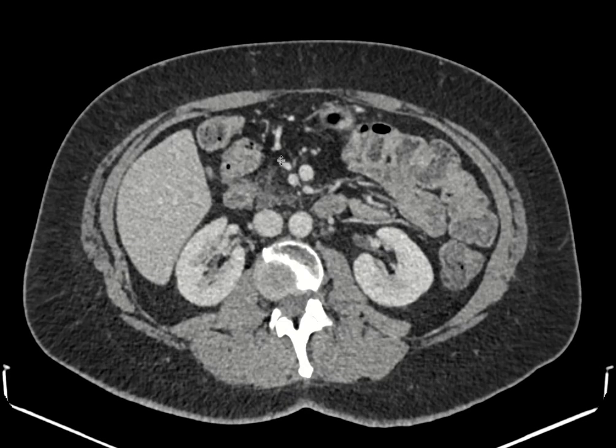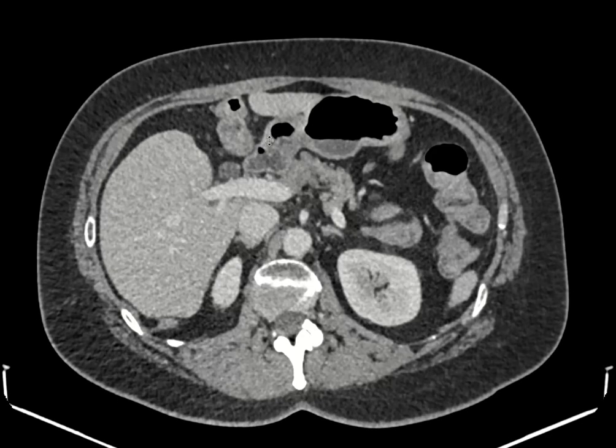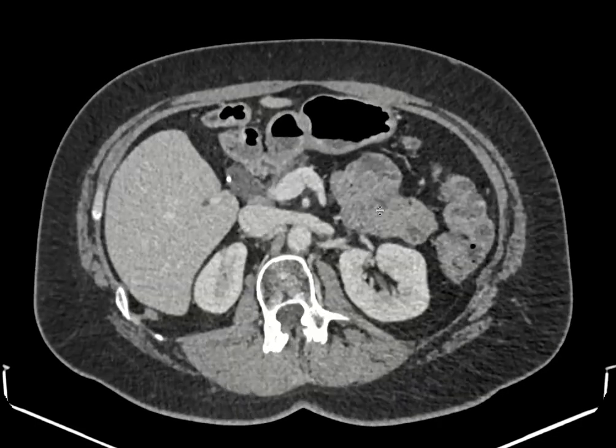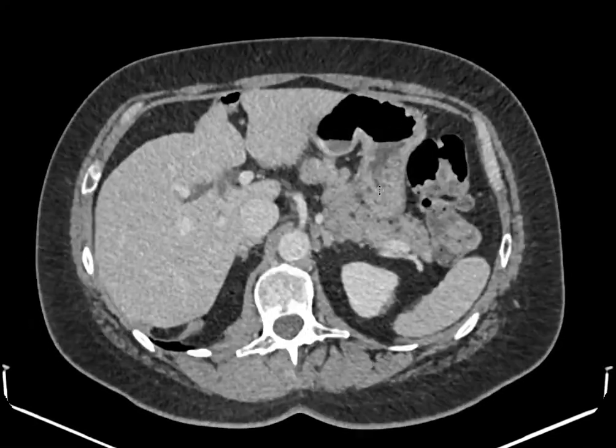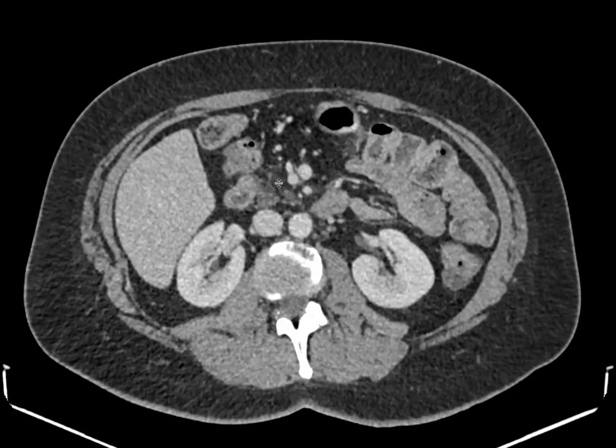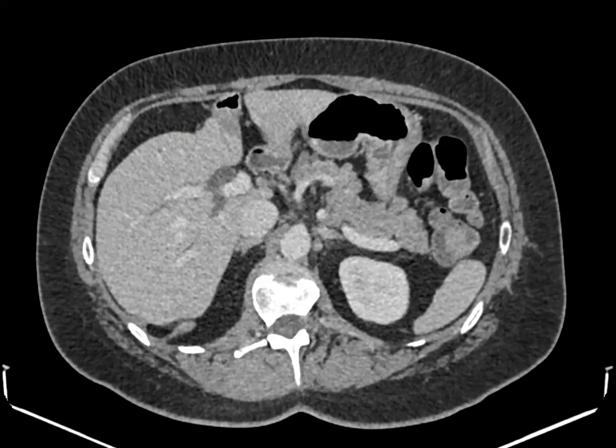Sometimes these can be flipped, where this appears normal and the dorsal portion actually appears fatty atrophy, and that can sometimes simulate a mass when this is reversed. And so it's important to be aware of this variant.